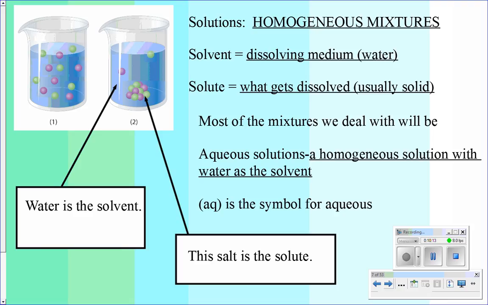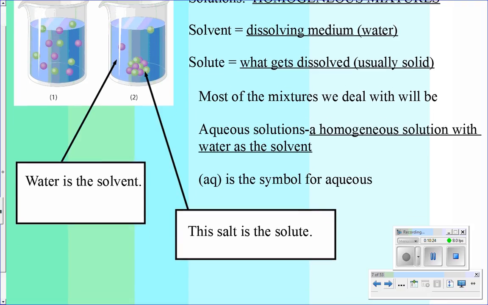Most of the mixtures that we deal with are what we call aqueous solutions. We abbreviate aqueous with a little AQ. It's a really important symbol to know. Aqueous solutions are homogeneous solutions with water as the solvent.